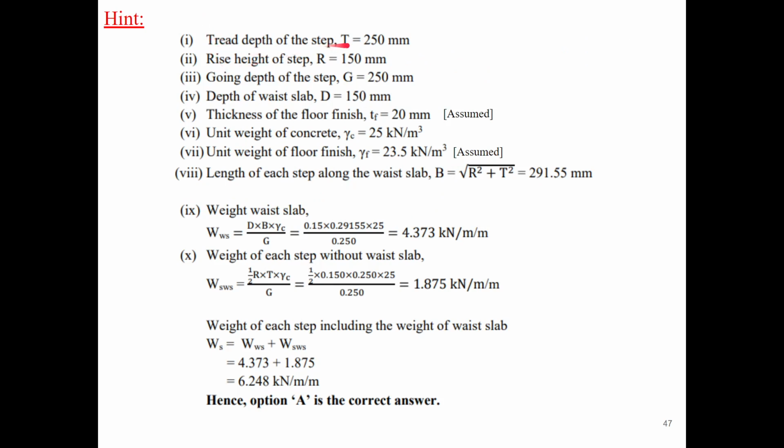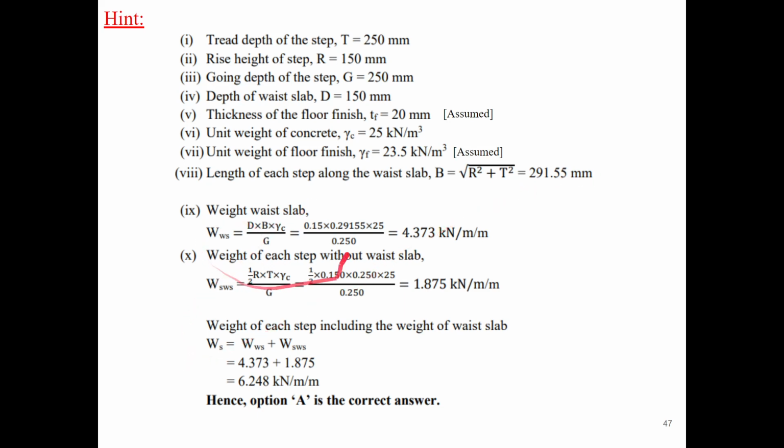The tread depth of the step T is 250 mm. Rise height of step R is 150 mm. Going depth of the step G is 250 mm. Depth of waist slab capital D is 150 mm. The waist slab depth and the unit weight of floor finish are not given, they are just assumed. Actually, we don't need these two values. The unit weight of concrete gamma C is 25 kilonewton per meter cube. The length of each step along the waist slab B is the square root of r square plus t square, that is 291.55 millimeter.